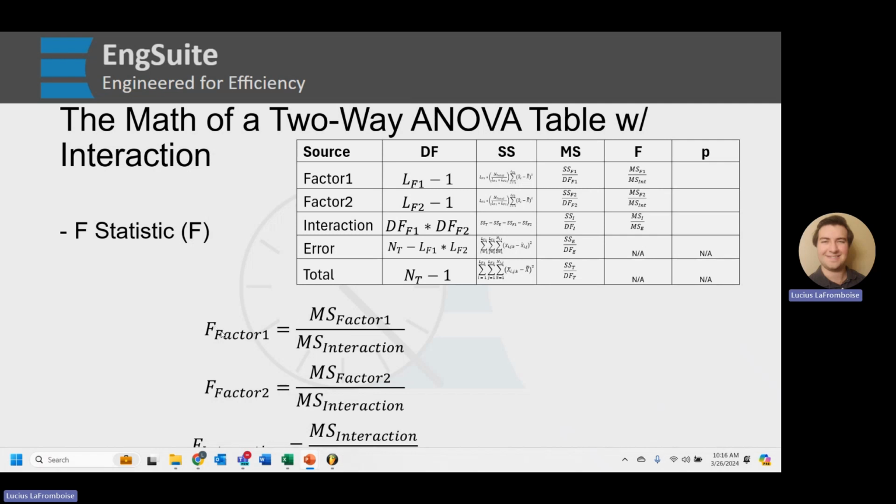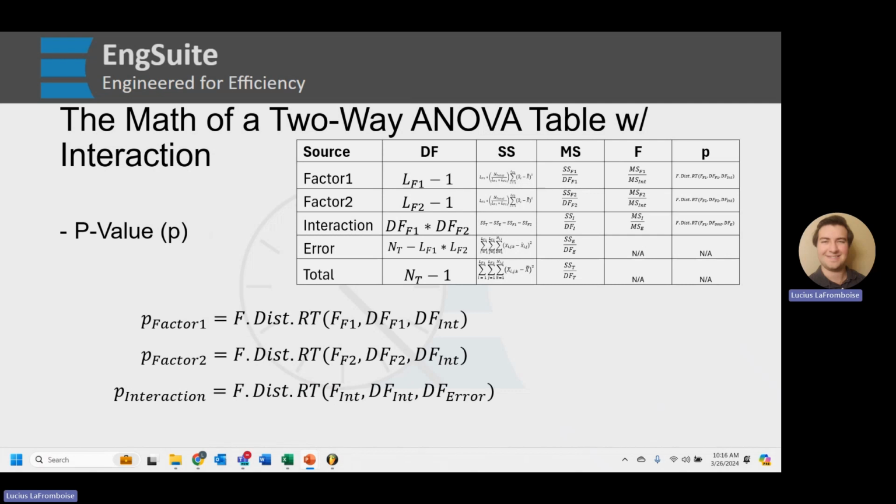So the F value for factor 1 is going to be the mean squares of factor 1 over the mean squares of the interaction. Factor 2 is going to be the mean squares of factor 2 over the mean squares of the interaction. And then the F statistic for the interaction is going to be the mean squares of the interaction over the mean squares of the error.